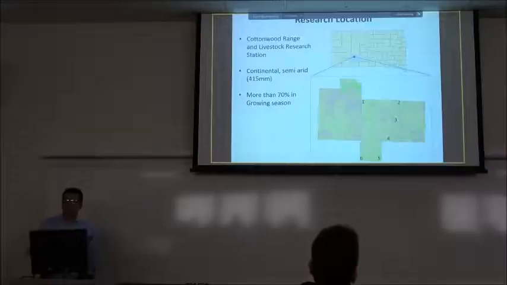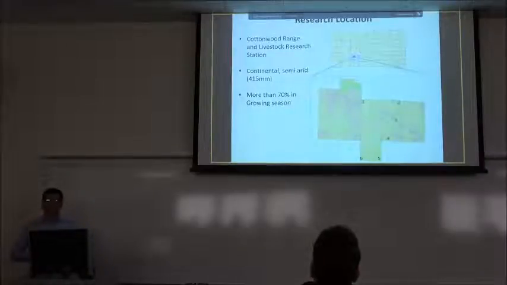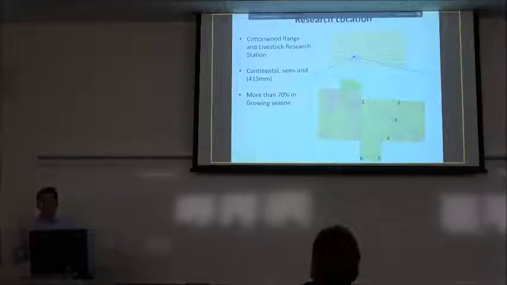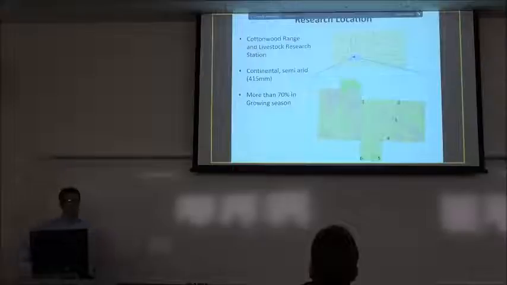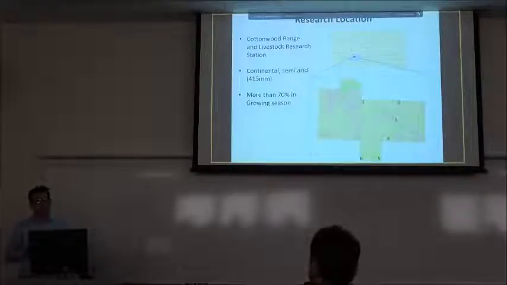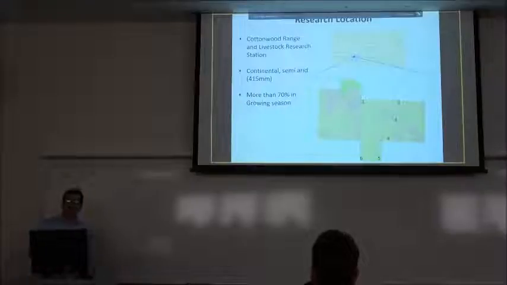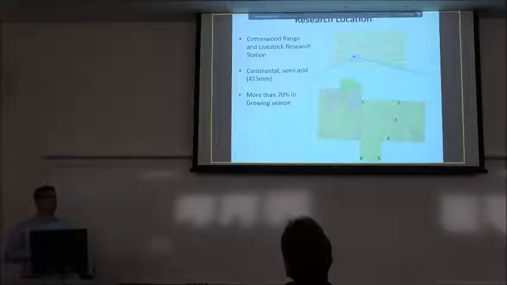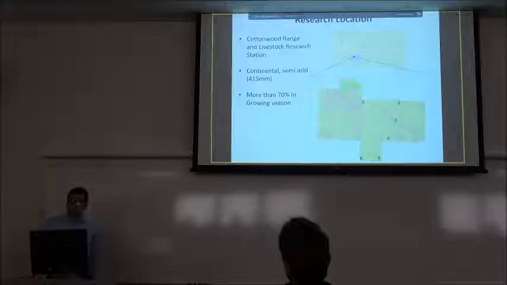To address our objectives, we will be conducting the research at the Cottonwood Range and Livestock Research Station, which is located in Jackson County of South Dakota, approximately 100 miles east of Rapid City. The climate there is continental, semi-arid, with 415 millimeters of average annual precipitation, and out of that, more than 70% occurs during the growing season, suggesting that the community composition, structure and functioning there is particularly influenced by the precipitation regime.